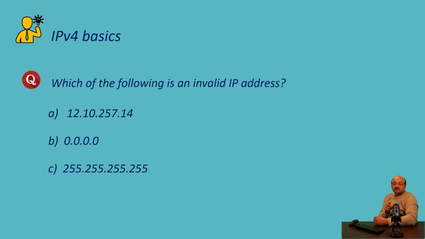Moving to option B, it says 0.0.0.0. Here each octet, the first, second, third, and fourth, has a value of 0, which is totally fine because it satisfies our condition that the value of each of the octets has to be within 0 and 255. So this is totally fine.